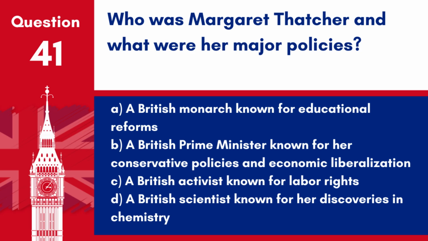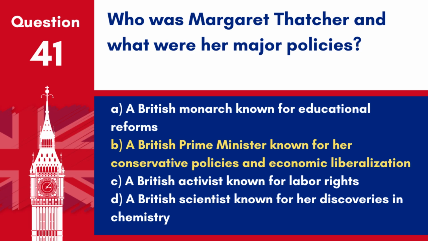Question 41. Who was Margaret Thatcher and what were her major policies? A. A British monarch known for educational reforms. B. A British Prime Minister known for her conservative policies and economic liberalisation. C. A British activist known for labour rights. D. A British scientist known for her discoveries in chemistry.